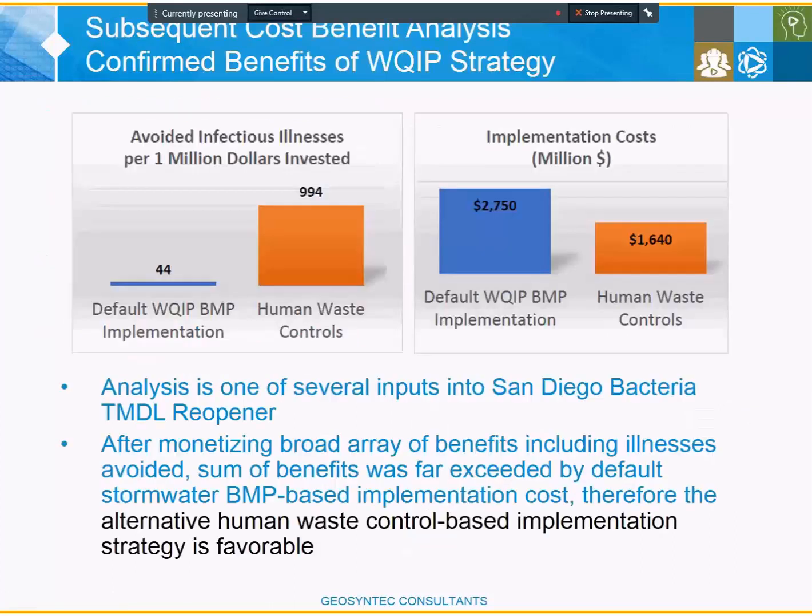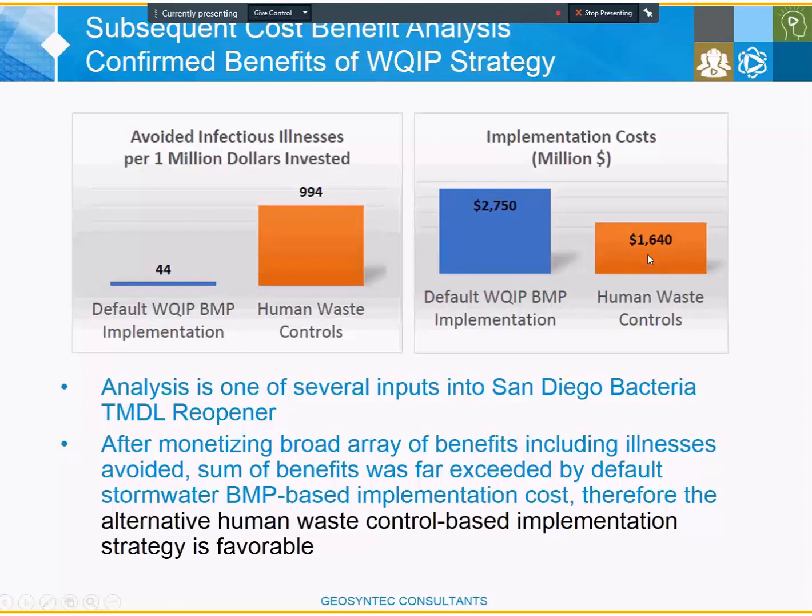So after the WQIP was submitted, the San Diego cost-benefit analysis was completed, and it confirmed the benefit of this strategy. It looked at the avoided illnesses that are shown here between two different implementation approaches. The default implementation approach for bacteria TMDLs, in this case quantified for the San Diego Regional 20 Beaches and Creeks TMDL, versus the avoided illnesses that are anticipated from a human waste control-based strategy, like the one I described for South Orange County, and then it compares the implementation cost between the two. Here is $2.75 billion to implement the conventional approach, but a human waste control approach was almost half that.